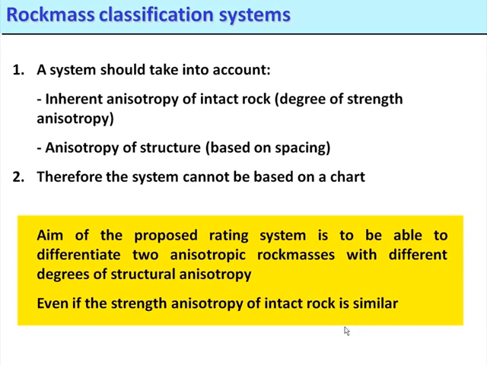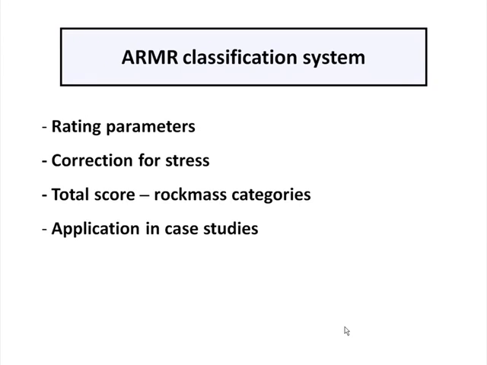Concluding on this, a system should take into account both the inherent anisotropy of intact rock and also the anisotropy of the structure, which is practically dominated by the spacing of the anisotropy planes. Therefore, a system cannot be based on a chart. The aim of the proposed system is to be able to differentiate two anisotropic rock masses with different degrees of structural anisotropy, even if the strength anisotropy of the intact rock is similar.